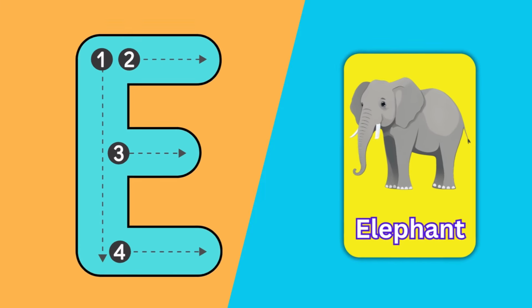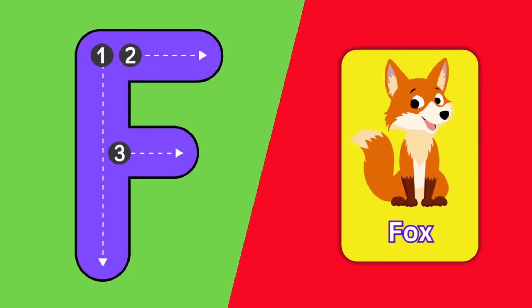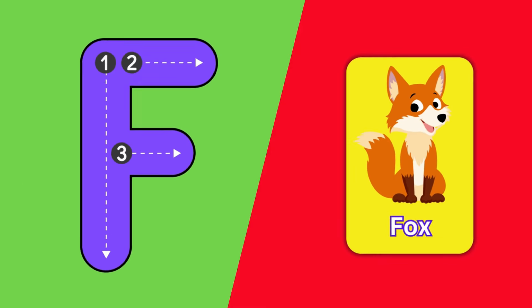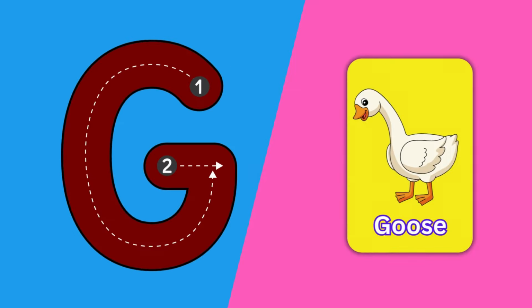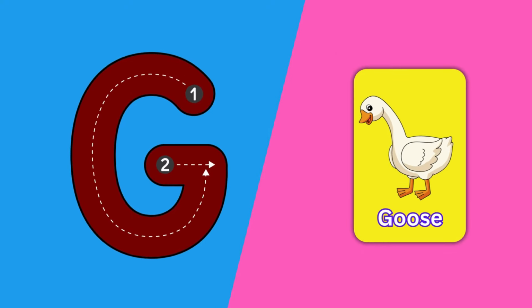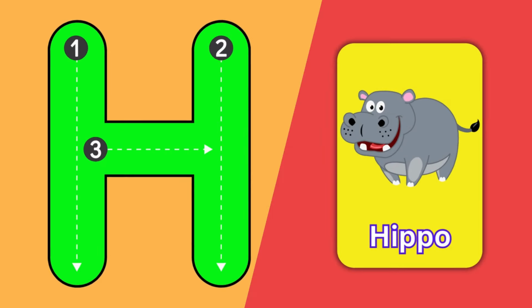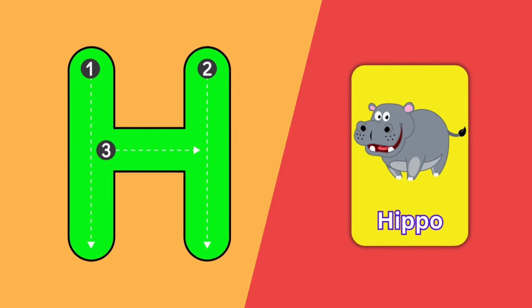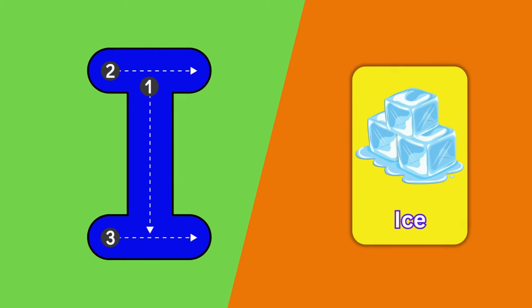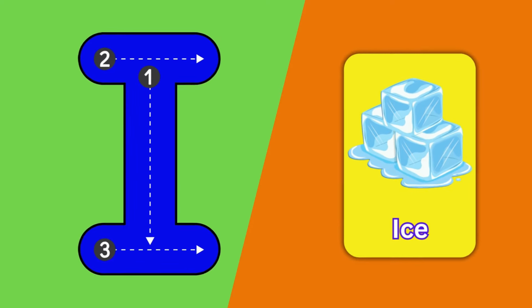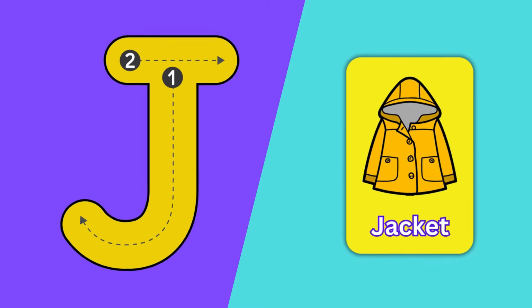F is for fox. G is for goose. H is for hippo. I is for ice. J is for jacket.